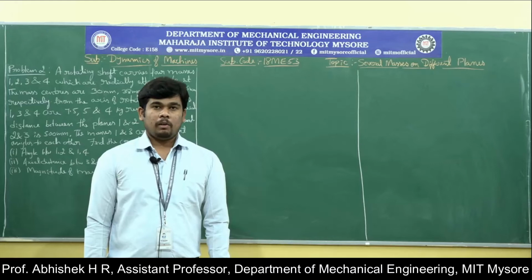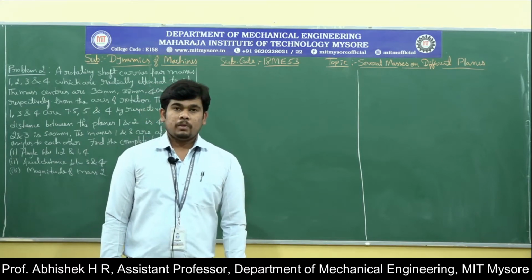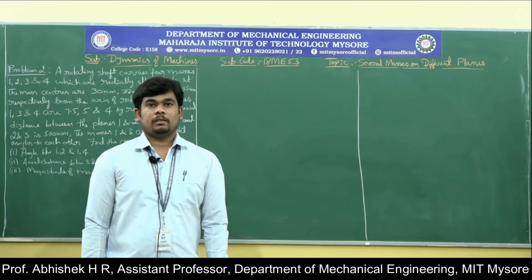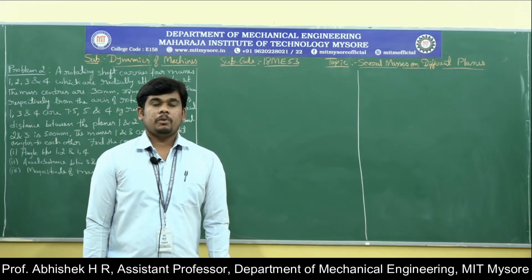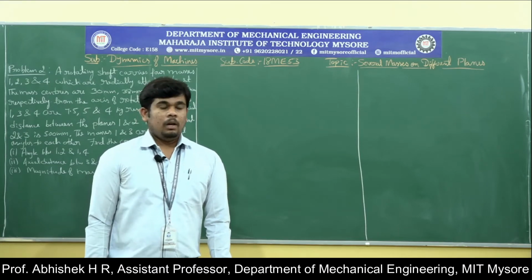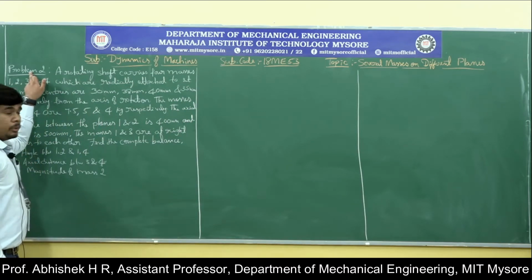I welcome back to the online session on dynamics of machines. We were discussing several masses on different planes in module 2, that is balancing of rotating masses. In the previous session we solved a numerical problem in which we found the magnitude and angular position of the balancing planes. So next we will move on to the second problem, that is problem number 2.